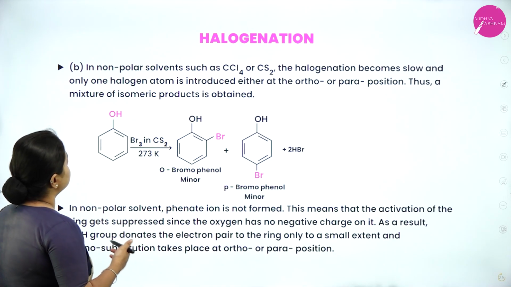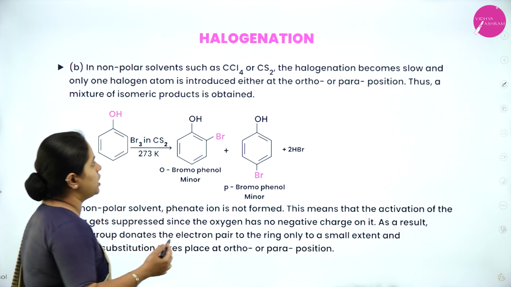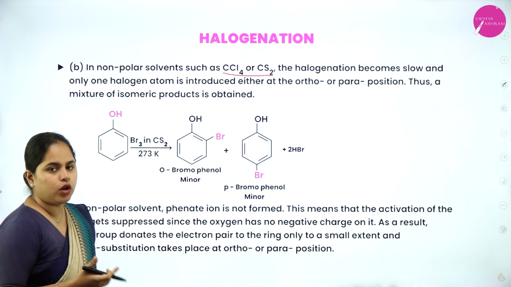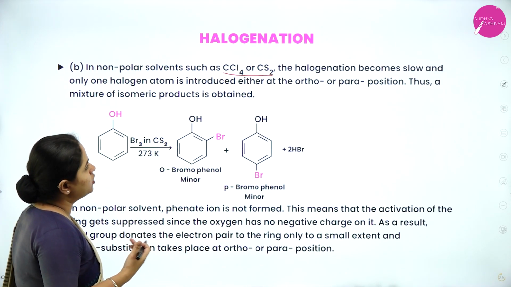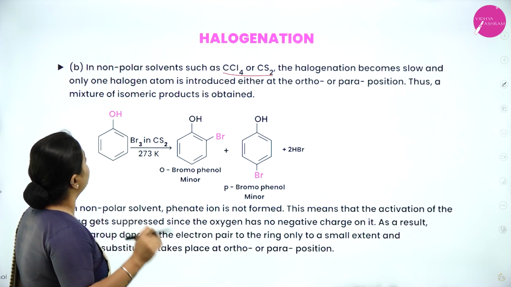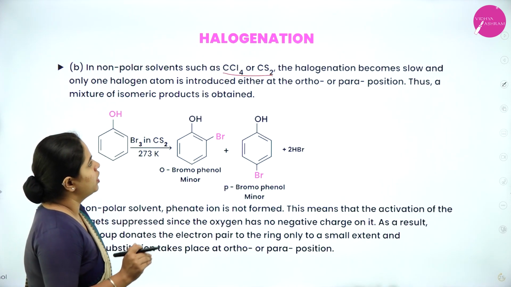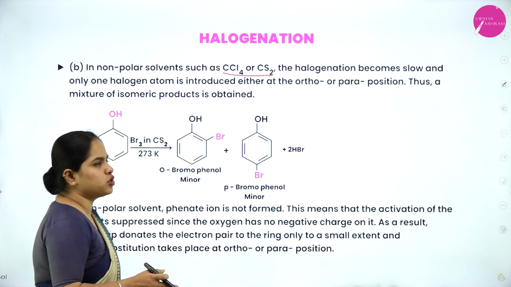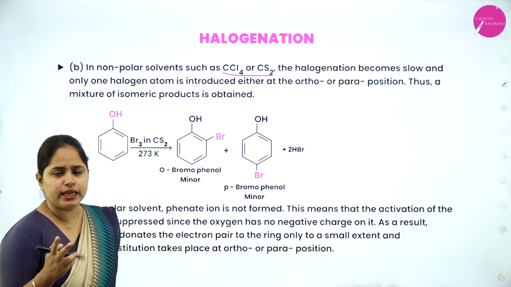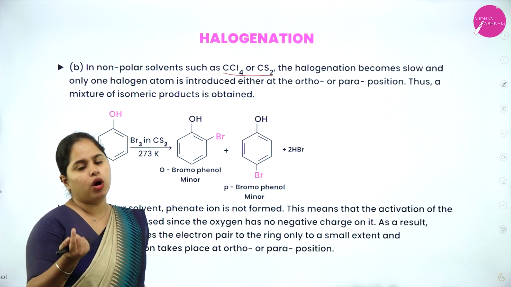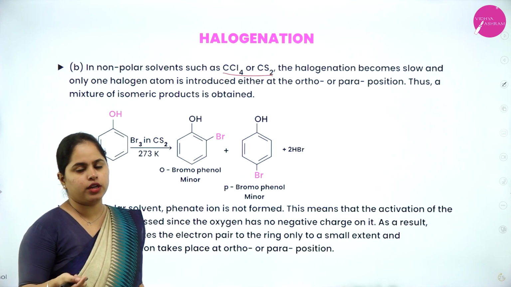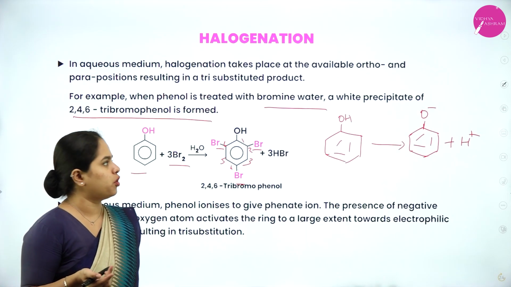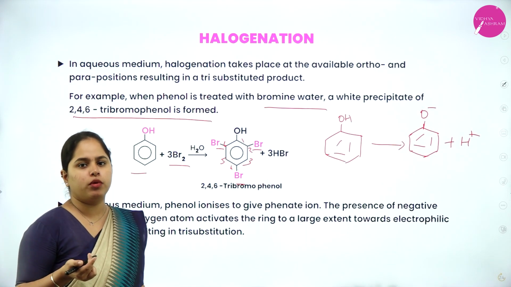Now the next one is in non-polar solvents such as CCl4 or CS2, that is carbon tetrachloride or carbon disulfide. The halogenation becomes slow and only one halogen atom is introduced at either para or ortho position. Thus a mixture of isomeric products is obtained. Okay, so again, like in nitration, here also, if you want to get a mono-substituted product, you use CCl4 or CS2. If you need a tri-substituted product, what will you be using? It will be bromine water, right?